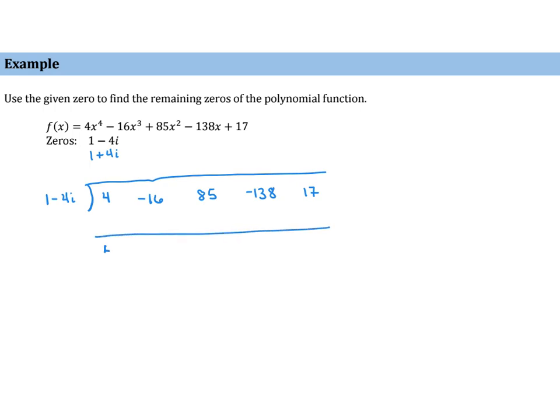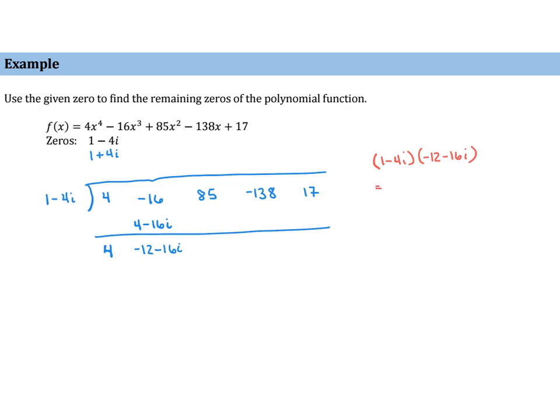So if I bring down the 4, now let's multiply. 1 minus 4i times 4 will be 4 minus 16i. If we add, we get negative 12 minus 16i. Now let's multiply 1 minus 4i times negative 12 minus 16i.